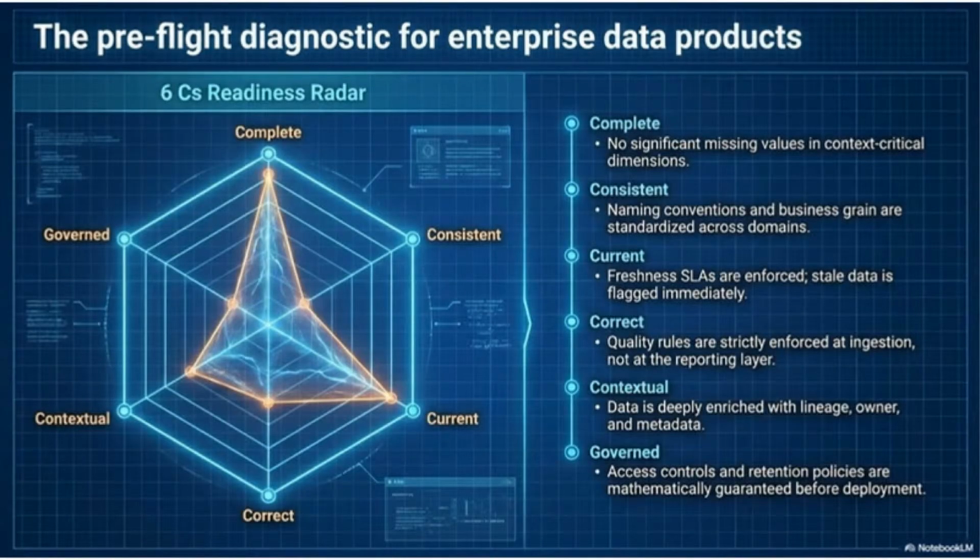So the pre-flight diagnostic for enterprise data products. Complete: there are no significant missing values in context-critical dimensions. Consistent: named conventions and business grains are standardized across domains. Current: fresh SLAs are enforced, and stale data is flagged immediately. Correct: quality rules are strictly enforced at ingestion, not at the reporting layer. Contextual: data is deeply enriched with lineage, owner, and metadata. And governed: access controls and retention policies are mathematically guaranteed before deployment.